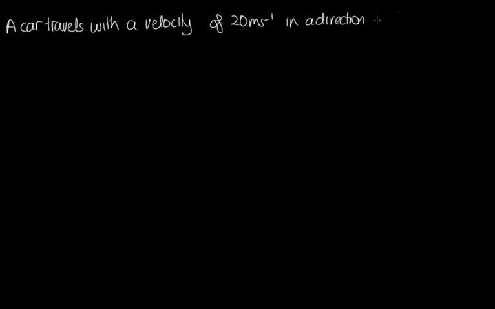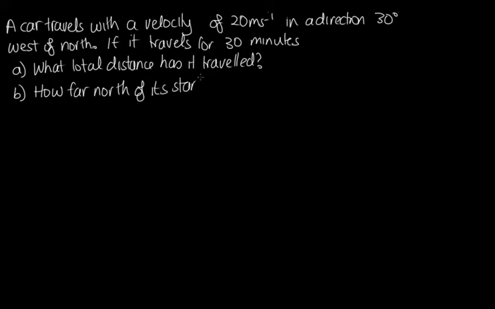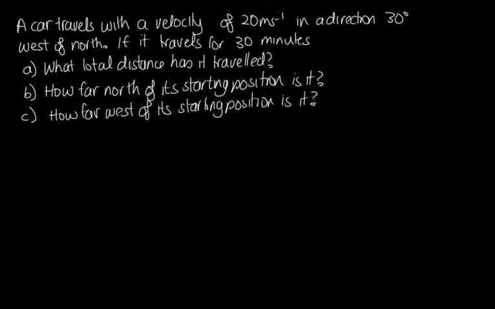So this time we're told a car travels with a velocity of 20 meters per second in a direction 30 degrees west of north. If it travels for 30 minutes, A, what total distance has it travelled? B, how far north of its starting position is it? And C, how far west of its starting position is it? So we're best off to start by drawing a diagram again. So in this case, it's travelled 30 degrees west of north. So it's travelled in this direction, and there's 30 degrees there between north and west.